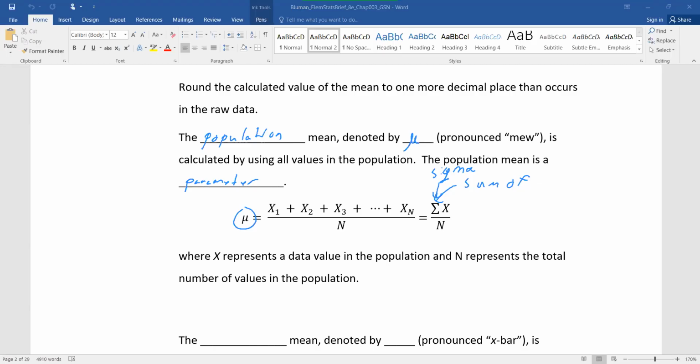The capital N just represents how many there are. Like if there was 100, I'm adding up 100 numbers and then dividing that result by 100. Right? I don't want to do that by hand, so a lot of these things we'll also do in Excel, or we'll use the calculators or whatever the case might be. So X represents a data value of the population and N represents the total number of values in the population. And the X, again, is all the data values. N just represents how many there were in the subject. All right, we good there?